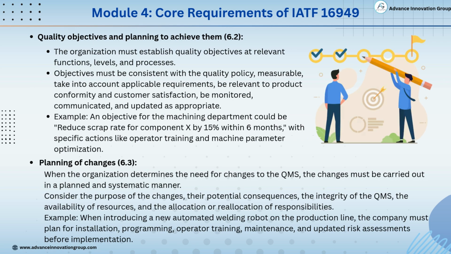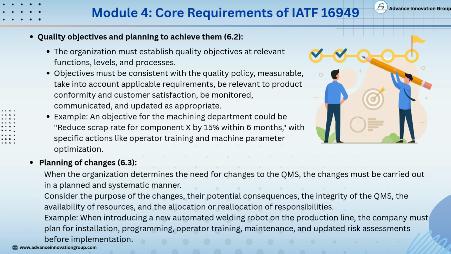Clause 6.2. Quality objectives and planning to achieve them. Organizations must set quality objectives at appropriate levels, like departments, processes, or teams, that align with the quality policy. These objectives must be measurable, aligned with customer satisfaction and compliance, monitored and updated regularly. Example: the machining department may aim to reduce scrap rate for component X by 15% in 6 months, with steps like operator training and machine optimization.